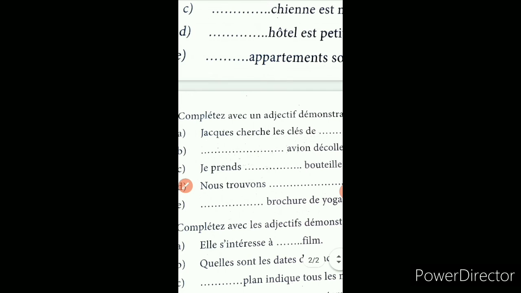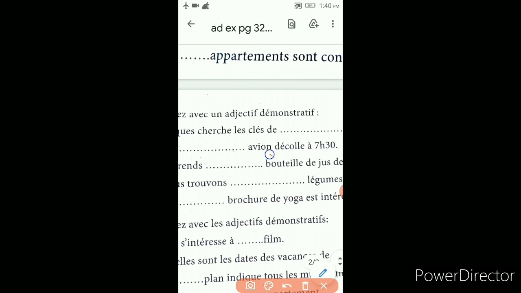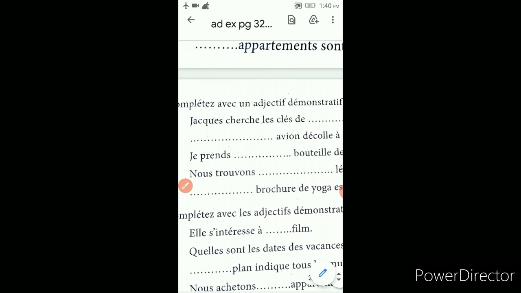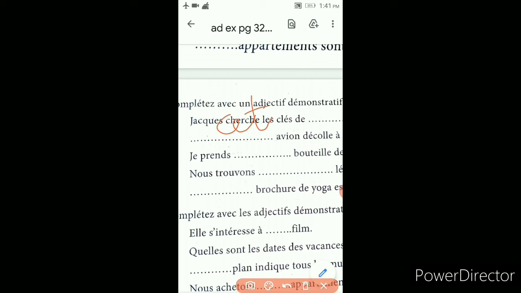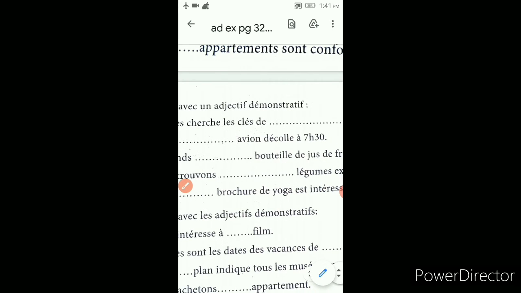Then, avion: it is ending up with another alphabet, so it is masculine. It is starting with a vowel, and it is also singular. So it should be CET. You have to apply the vowel concept here because it is masculine, it is singular, and it is starting with a vowel.